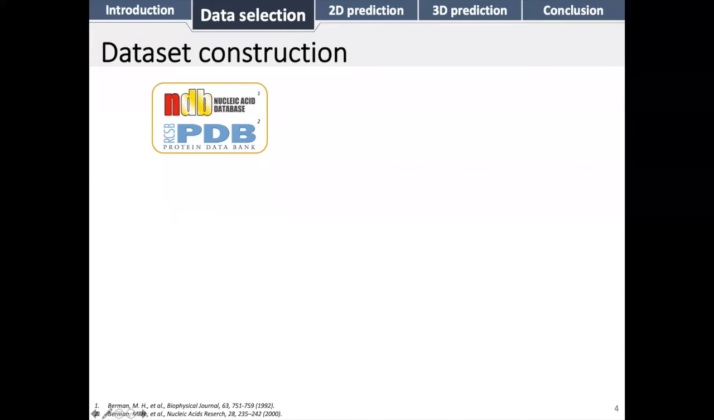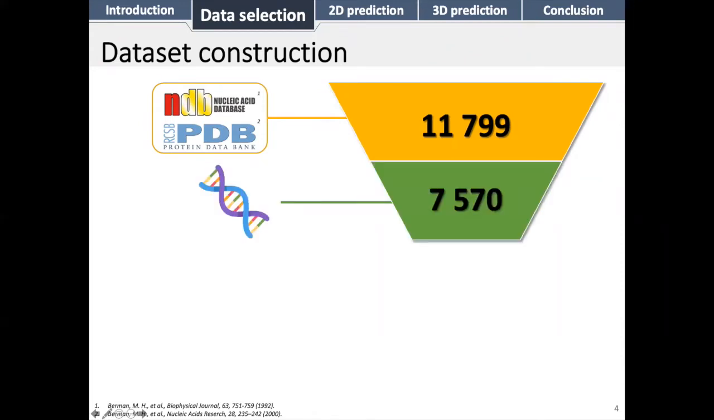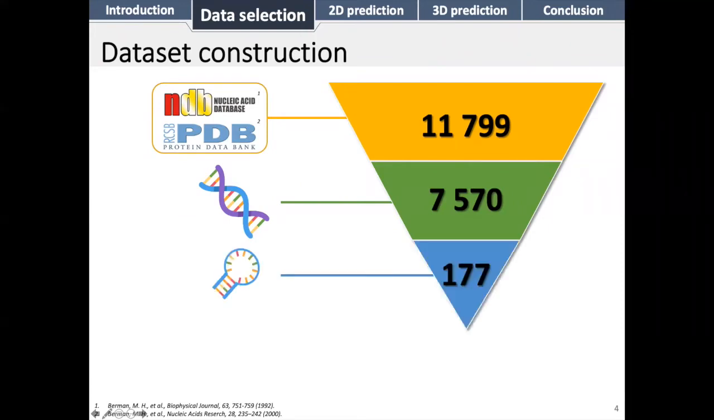So to develop this procedure, we extracted aptamers data and oligonucleotides data from the well-known databases, the Nucleic Acid Database and the Protein Data Bank. This results in a selection of all the structures which contain oligonucleotides, 12,000 entries. Next, we selected the data which contains only DNA oligonucleotides, which represent around 7,500 structures, and from this amount of data, only 177 structures are single-stranded oligonucleotides. And so this will be the data we will use for the next steps of the project.